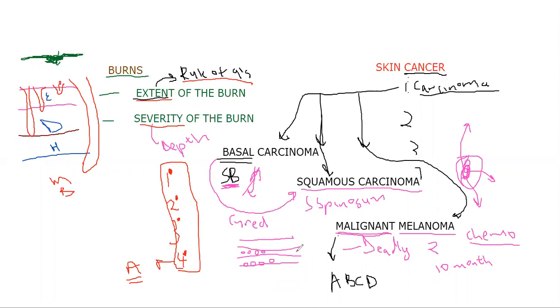So if you detect it in your nail, it means that it might still be in its early stages. Are we clear? So we use the ABCD rule to determine if that cancer is a melanoma type of skin cancer. So what does this A stand for? The ABCD rule is only used for melanoma.